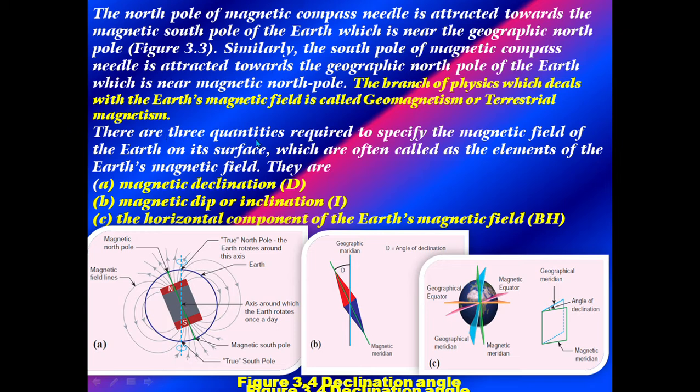There are three quantities required to specify the magnetic field of the Earth on its surface, which are often called the elements of the Earth's magnetic field. They are very, very important points. Note this: magnetic declination, capital D; magnetic dip or inclination, capital I; and the horizontal component of the Earth's magnetic field, BH.